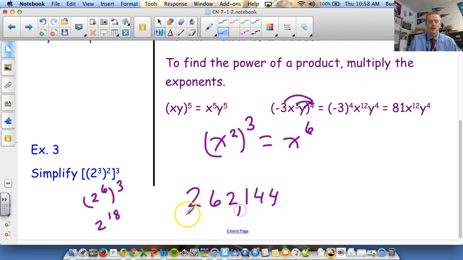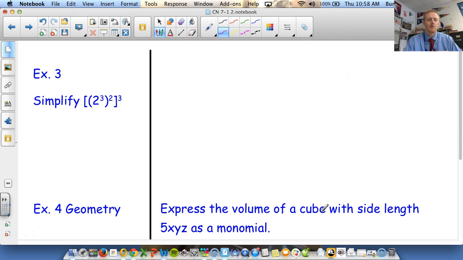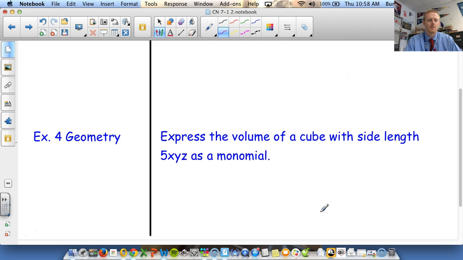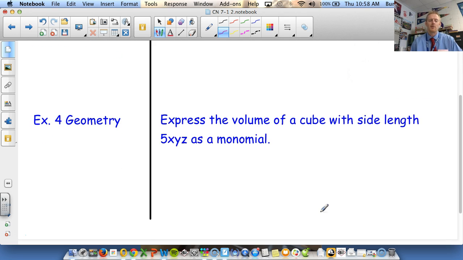262,144. Again, this is 262,144 when we simplify. Now again, we're having exponents to exponents. That's why we get to a very large number. And I'm okay if you leave it as a 2 to the 18th as well. Both of those things work for me. All right, let's try another one. Oh, that's already the one we just did. Moving on to our geometry.